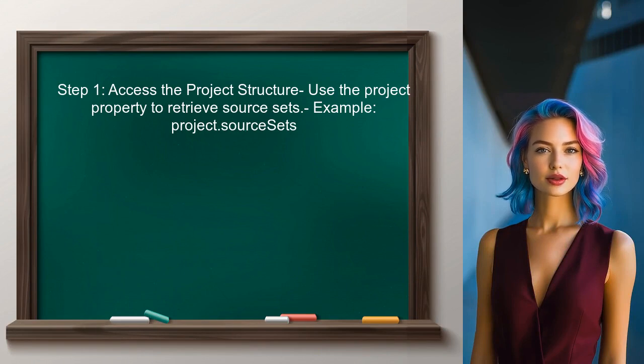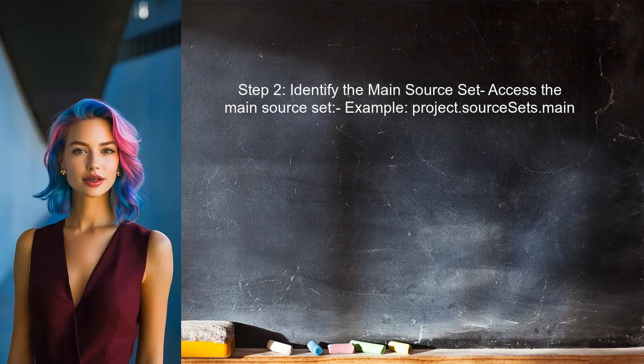This can be done by using the project property to retrieve the source sets. Next, the user needs to identify the main source set. This is typically named main and contains the Java files. The user can access it by referencing the source sets.